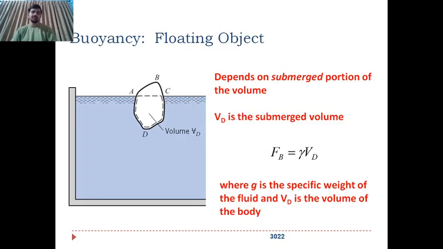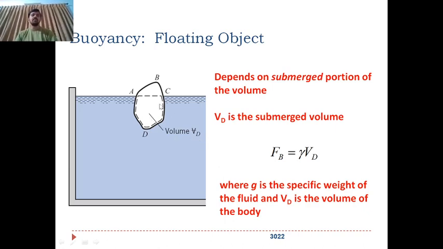You see here, there is a body immersed in a tank of some fluid, liquid, right? A portion of the body is inside the fluid and a portion of the body is outside the fluid. The portion outside the fluid is ABCA, and the portion inside the fluid is ADCA. ADCA is inside the fluid and ABCA is outside the fluid, right? So this volume, VD, is the volume displaced. D stands for displaced volume or submerged volume.